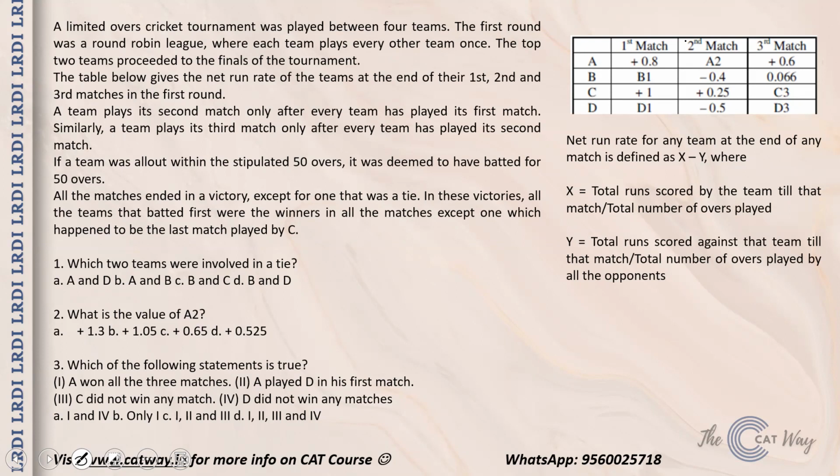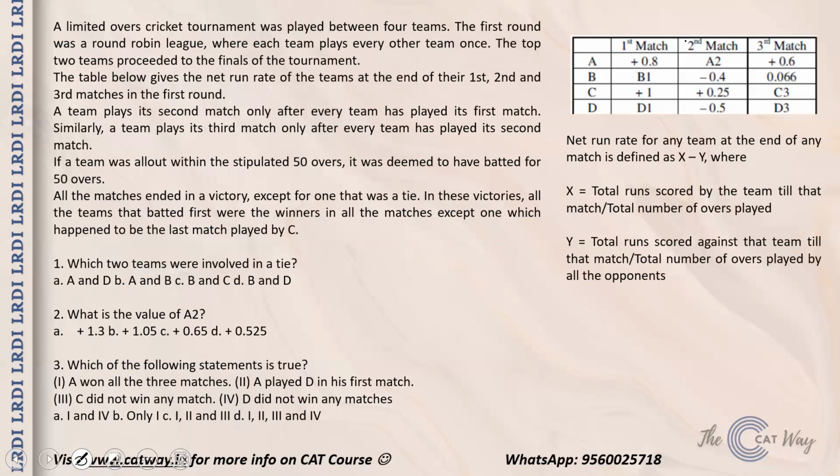Okay, guys. So initially, if you look at the table that has been given to you, one thing has been given: the net run rate for any team at the end of a match is defined as x minus y, where x is equal to total runs scored by that team till that match divided by total number of overs played, and y is total runs scored against that team till that match divided by total number of overs played by all the opponents. Okay. So what we know is that except for the last match played by C, every other match is either played or deemed to have been played for all 50 overs. So except for the last match that C played, every team has played 50 overs in all.